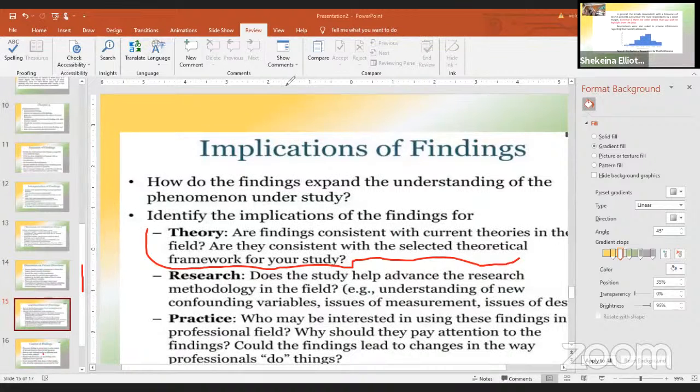So when you finish your interpretation and your discussion, you are going to talk about the limitations of your study here in chapter 5. Then you write the summary of the chapter. You summarize your thoughts, and then you give a conclusion.